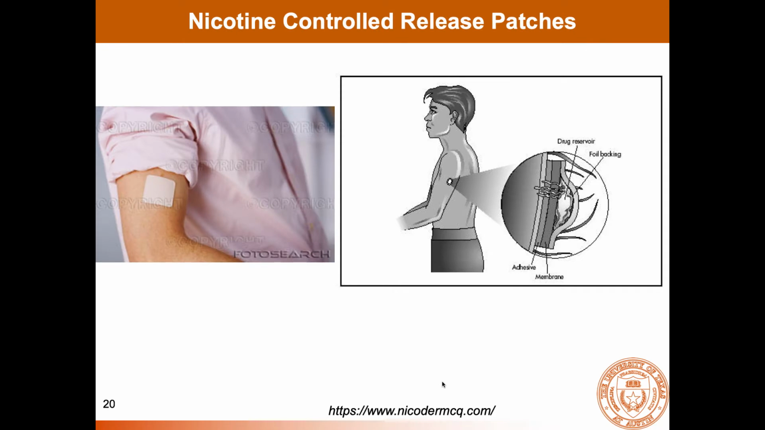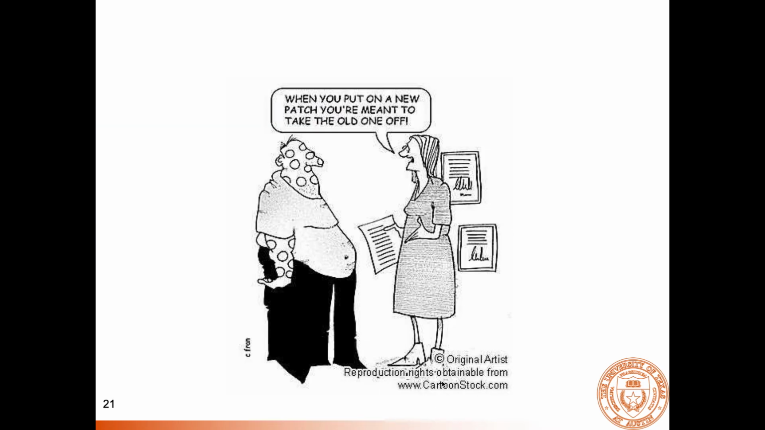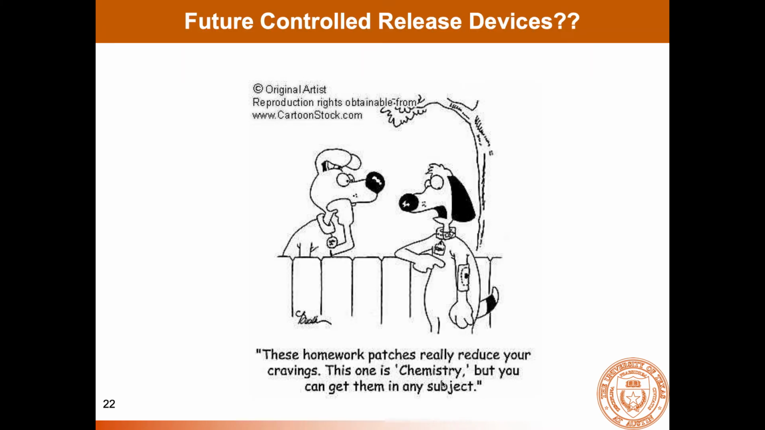This is an example of a nicotine control release patch, and it has similarly an adhesive, a rate controlling membrane, a drug reservoir, and then impermeable backing on it. These you can now buy over the counter in drugstores, and I think probably even grocery stores as well. I always thought this was, well, anyway. And then there's been another extension of that concept.